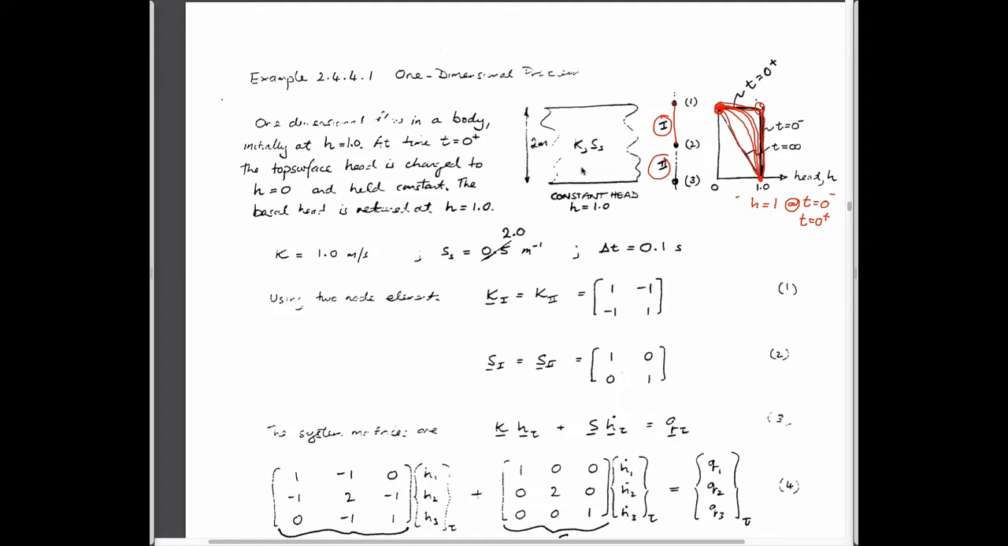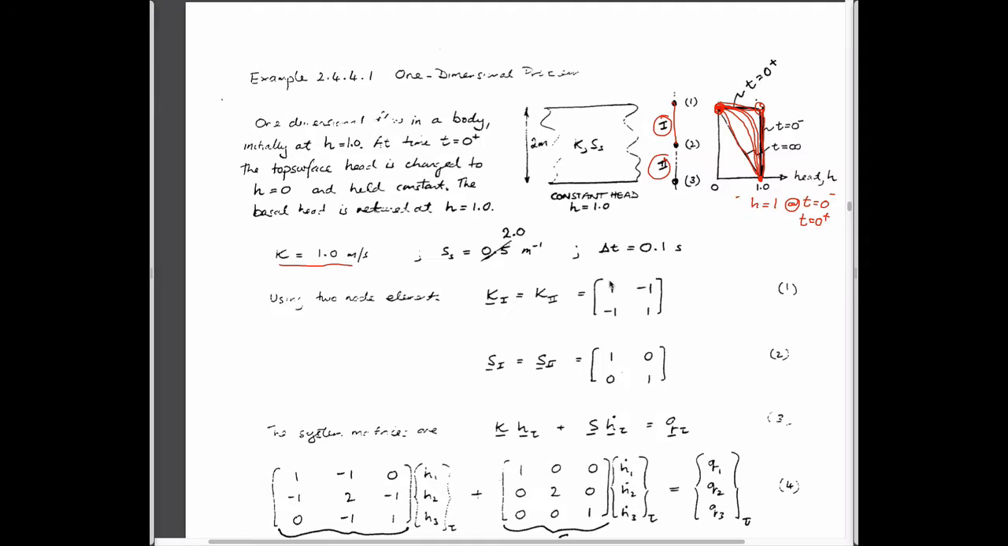Let's apply some properties to this. A hydraulic conductivity of 1 meter per second, a specific storage of 2 per meter. We can calculate what the units of this are, per meter. And we'll use a time step of 0.1 of a second, just to be able to do it.